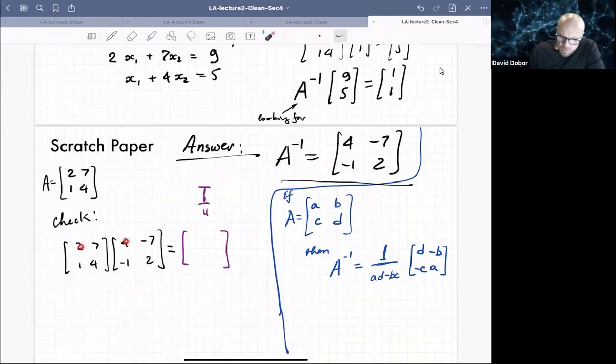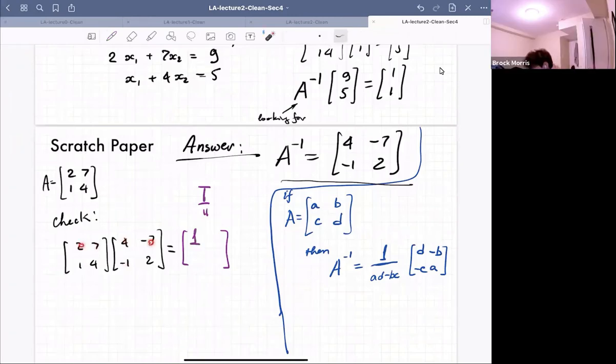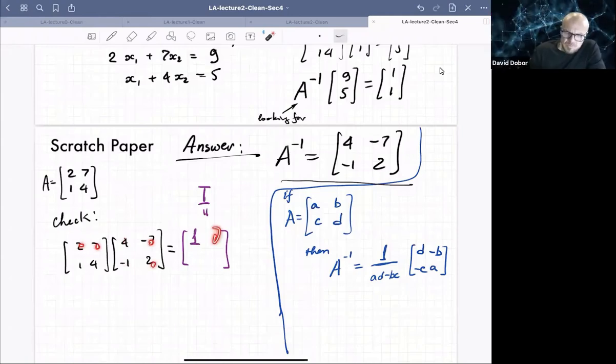2 times 4 plus 7 times minus 1. Is that a 1 here? That's a 1. 2 times minus 7 plus 7 times 2. That's a 0. That goes there. And so on. Okay, so let's do it. 1 times 4 minus 4 times 1. Get a 0 there. And you get the idea.